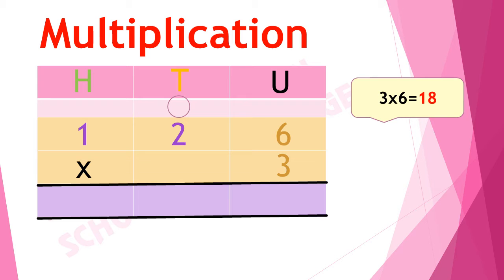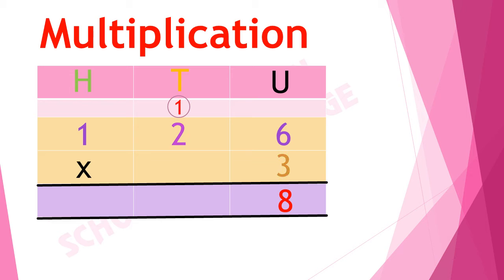3 into 6 we get 18. As 18 is the two-digit number, there are 8 units and 1 ten. We will write 8 in units column and we will carry forward 1 to the tens.